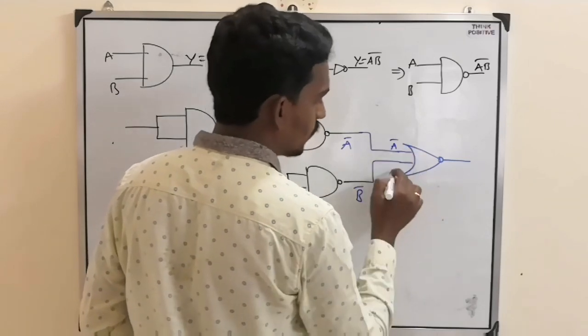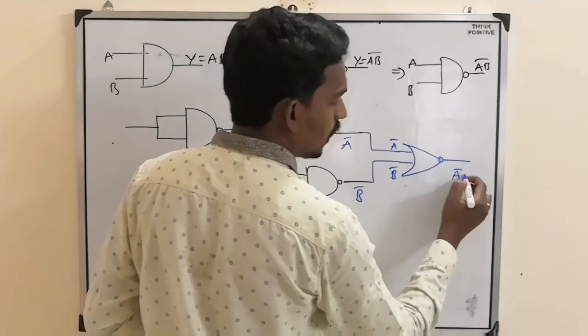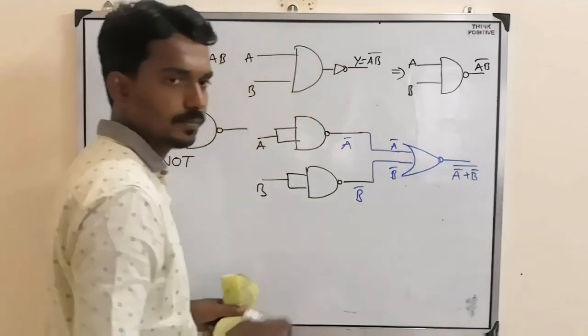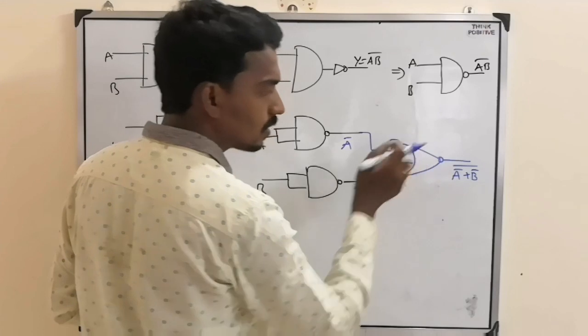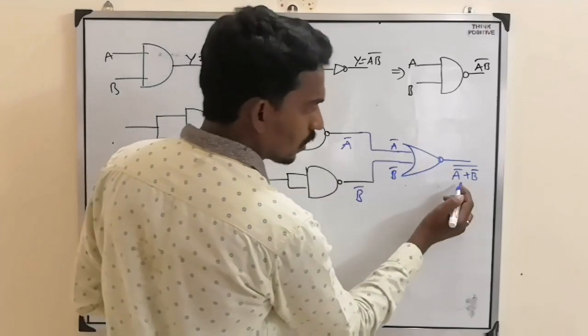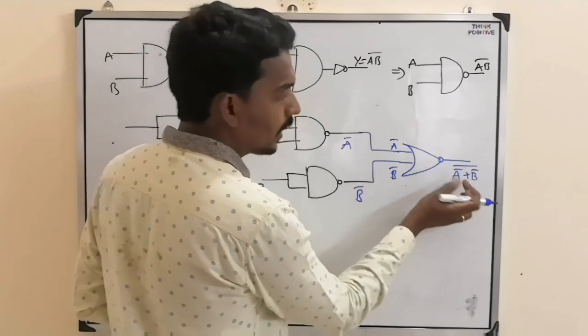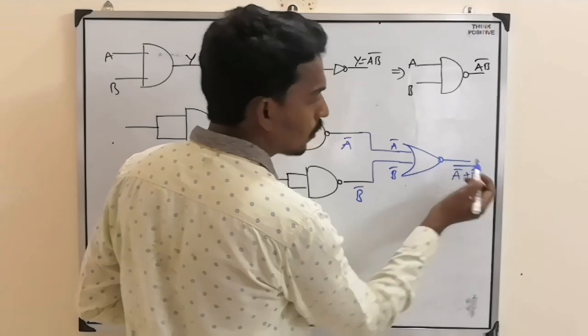So here input A bar, here input B bar, then here A bar plus B bar whole bar. Because this is what? NOR gate: OR plus NOT. This is OR, inputs are A bar, B bar. So the OR gate output is A bar plus B bar, and due to the NOT gate, one more bar.